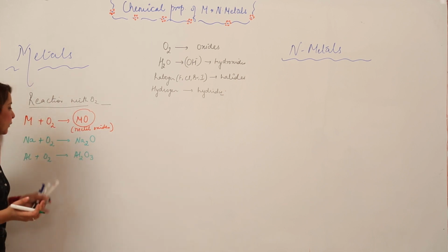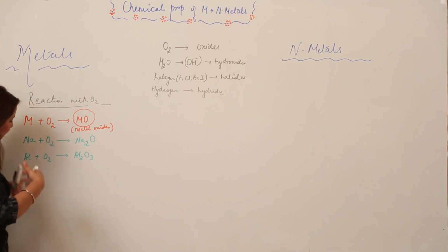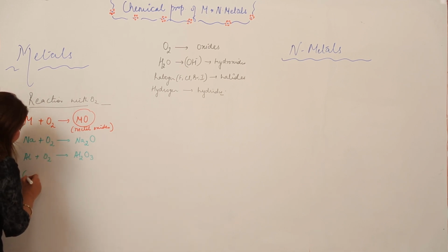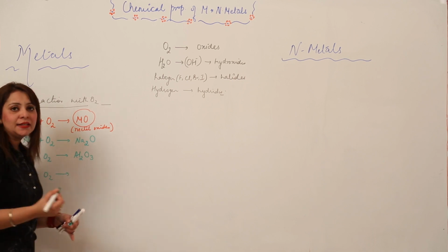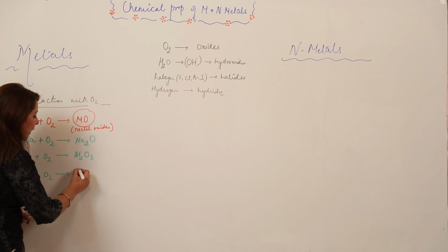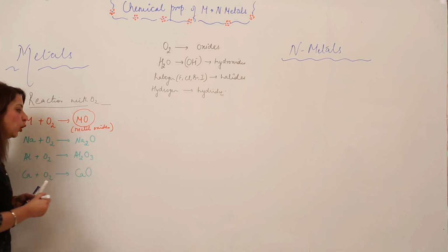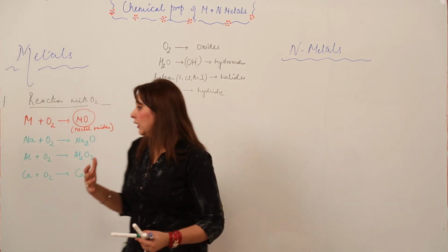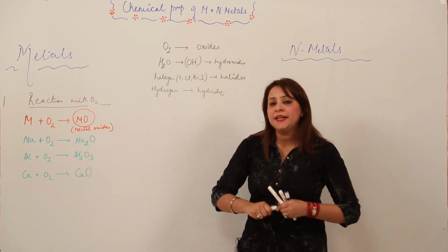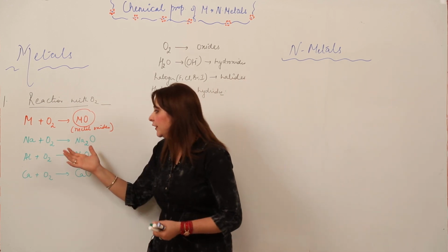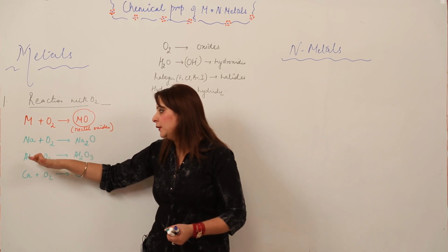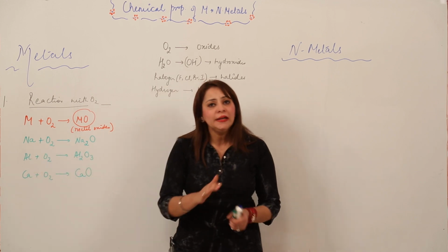It is aluminium oxide. And I am taking one more example. Suppose I take calcium. I react calcium with oxygen and again I get calcium oxide, but the formula is CaO, right? So just look at the board and the examples I stated for you. You can see that sodium, aluminium, calcium, all of them are metals, right?